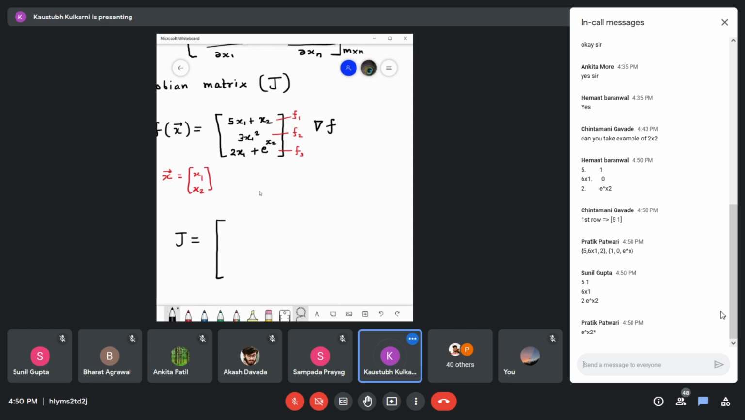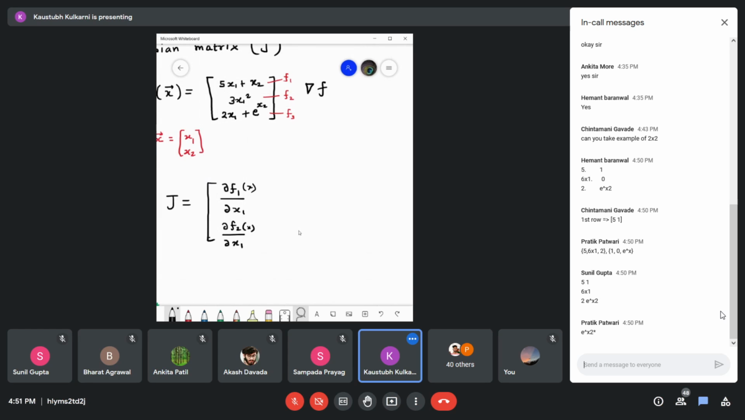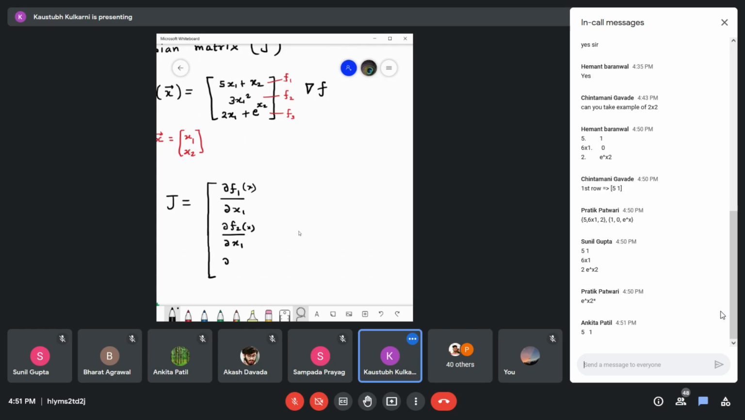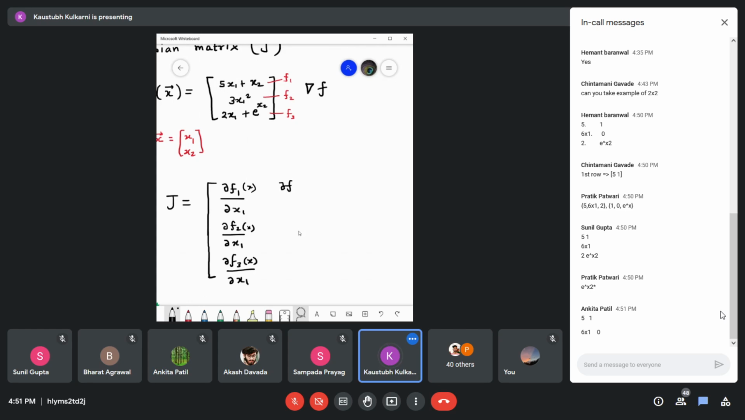It will look like dou f1 by dou x1, dou f2 by dou x1, and extending this brace, dou f3 by dou x1, and the second column will be for x2: dou f1 by dou x2, dou f2 by dou x2, dou f3 by dou x2.